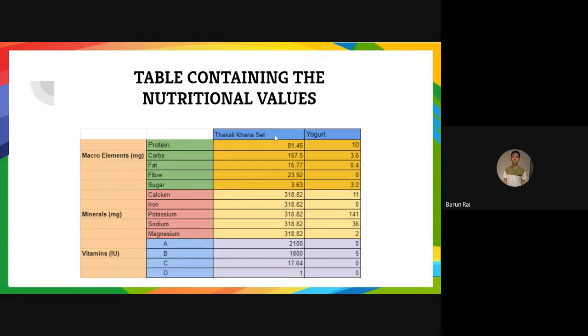And the vitamins, as in vitamins A, 2100 in thakali khana set and 0 in yogurt. Vitamin B consists of 1800 in thakali khana set and 5 in yogurt. Vitamin C, 17.64 in thakali khana set and 0 in yogurt, and 1 in vitamin D and 0 in yogurt.